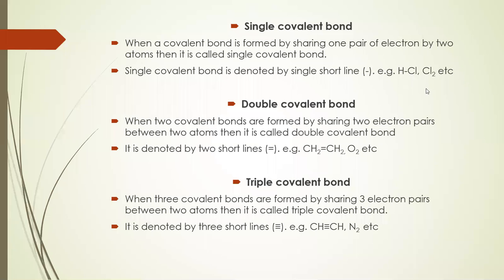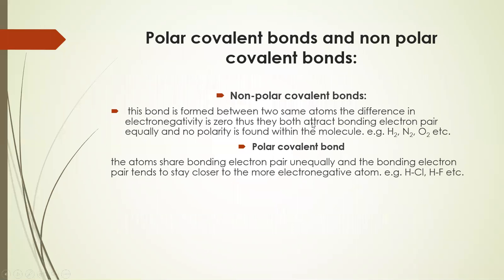Now, another type of covalent bond is based on the type of atoms participating in the mutual sharing. Number one is the non-polar covalent bond, which is formed between two same atoms, so their electronegativity difference is zero, and they attract the bonding pair equally, so no polarity is found. No polarity means they cannot gain any charge, because they are not losing or seizing electrons. They are mutually sharing the electrons, and they are both the same atoms. It means they have the same electron affinity, same electronegativity, and same IP.